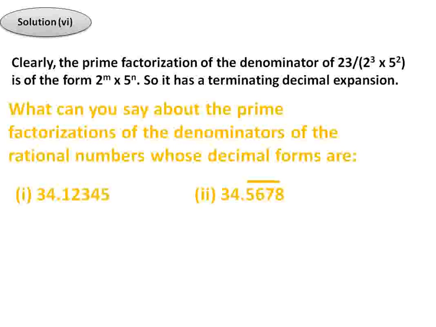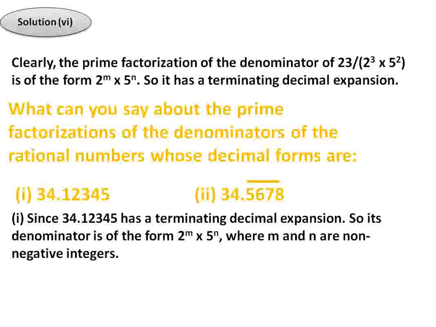What can you say about the prime factorizations of the denominators of rational numbers whose decimal forms are given below? One is 34.12345 and the other is 34.5678 bar.